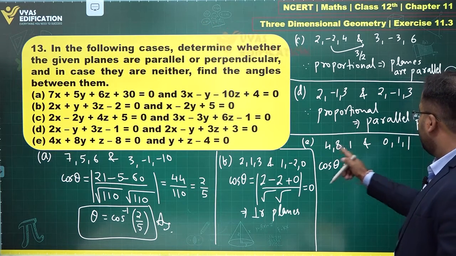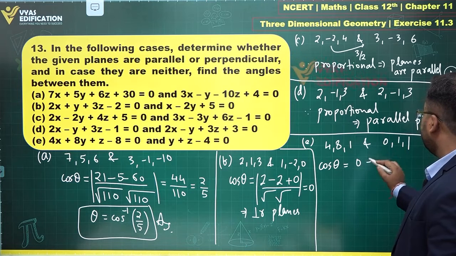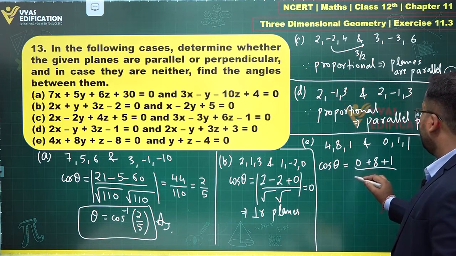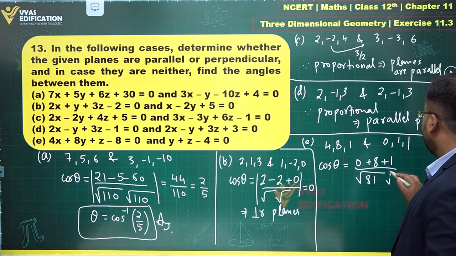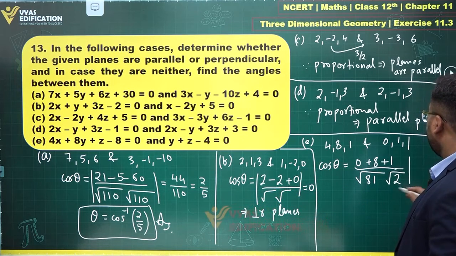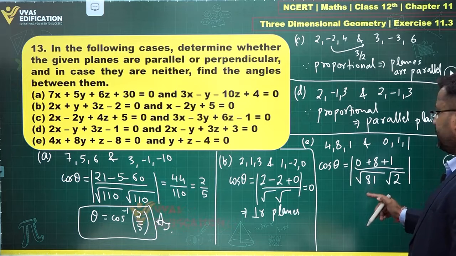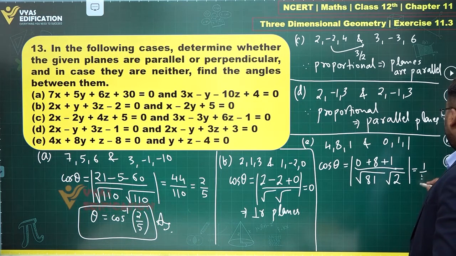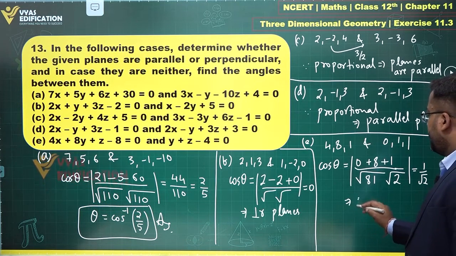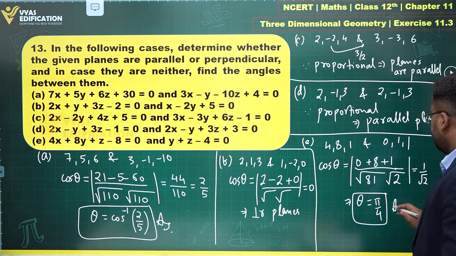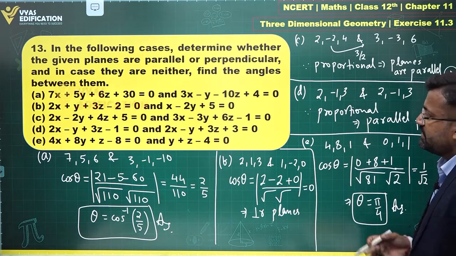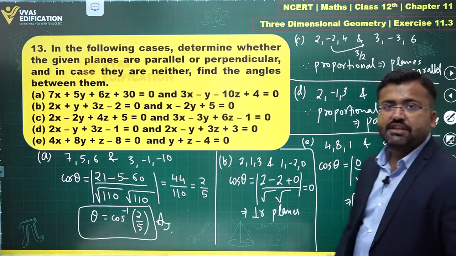Cos theta will be 4 into 0 is 0, 8 into 1 is 8 plus 1 upon under root of 8 square, 4 square, 1 square, which is 81. This is 2. This is what you get under root. This is 9 upon 9, which goes away. So this becomes 1 upon root 2, and that tells me theta will be equal to pi by 4. Cos theta is this, therefore theta will be pi by 4. That's my required answer for part E, as you can see over here.